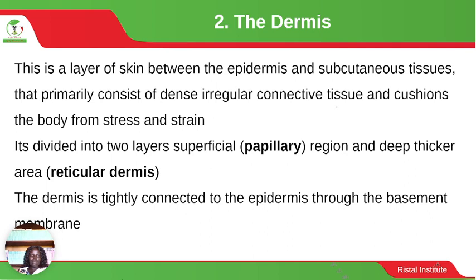Let's look at the dermis. The dermis is a layer of skin between the epidermis and the subcutaneous tissues that primarily consists of dense, irregular connective tissue and cushions the body from stress and strain. It's divided into two layers: superficial, or what we can say capillary region, and the deep, thicker area which can be known as reticular dermis.